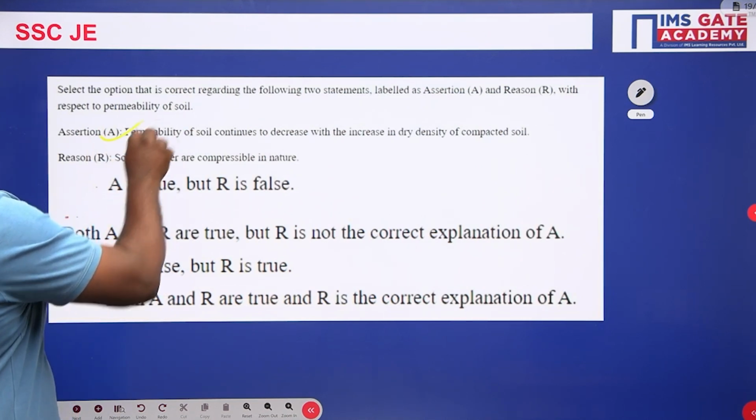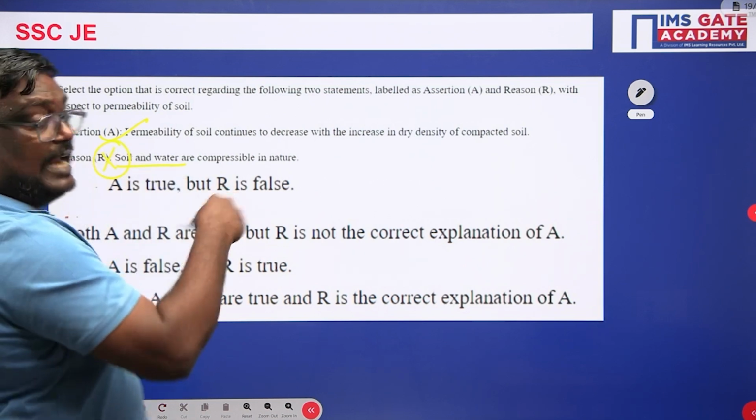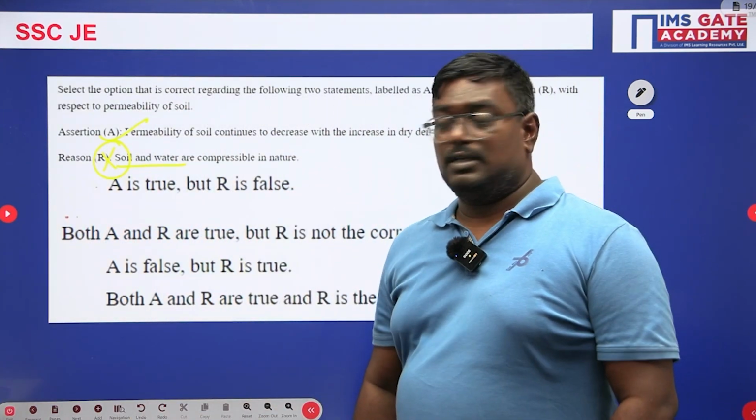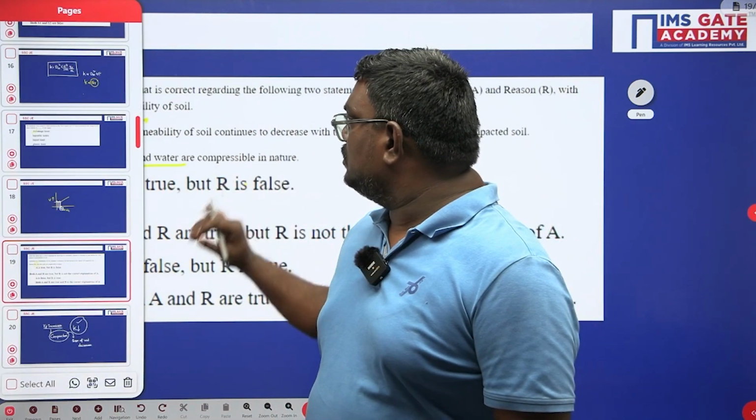But if you talk about soil and water are incompressible, this reason is wrong. The statement might be correct, but the reason is wrong. I hope you are clear with this solution. I hope you are clear, right, students?